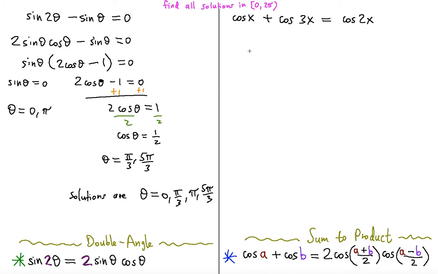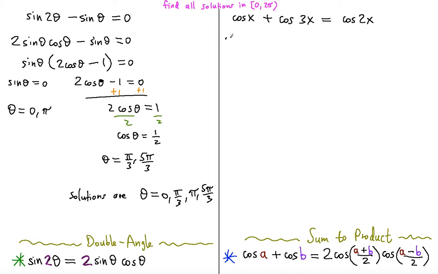Now, in the second example, what we're going to be using is the sum to product formula. As you can see, what you have on the left side matches what you have on the left side of the sum to product formula. You can match a with x, and then you can match b with the entire angle 3x. And you can use this formula on the right side, so we're going to transform the left side of this equation into the right side of the sum to product formula.